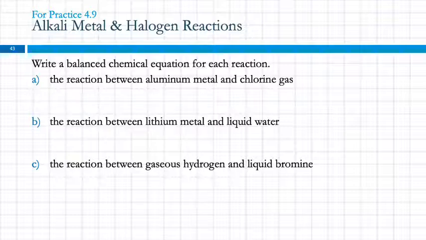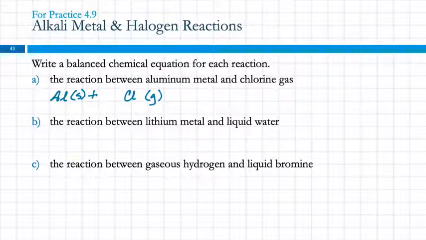So write a balanced chemical equation for each reaction. These can be more challenging. They're less straightforward, but we'll just give it our best shot. The reaction between aluminum metal and chlorine gas. So they're telling us what the reactants are. So aluminum. What do you think the state of aluminum is? Solid. It's a solid. And chlorine gas, so that's a gas, they told us.